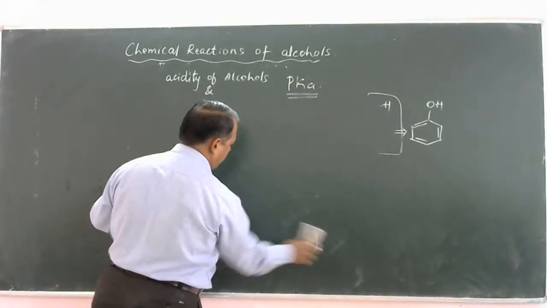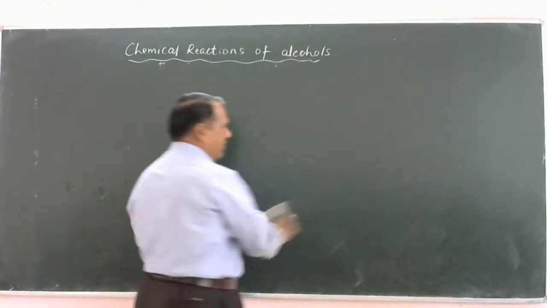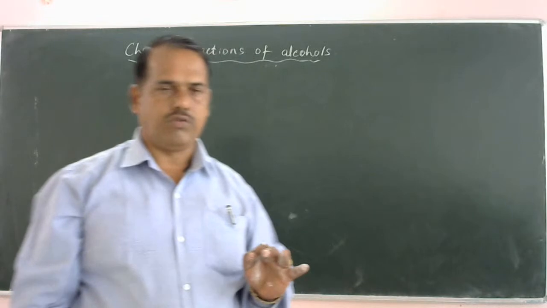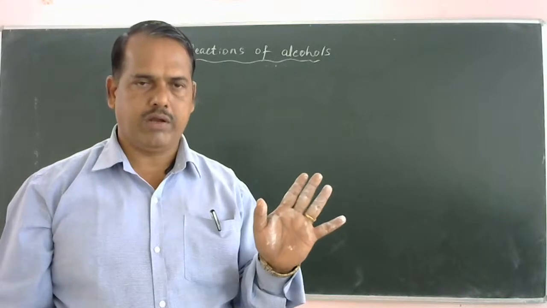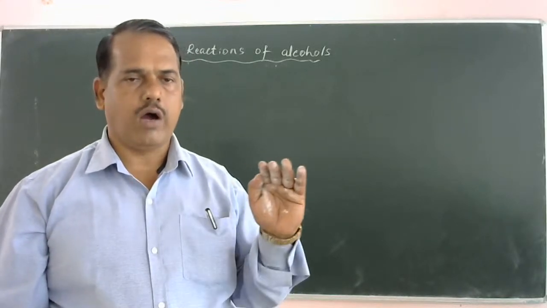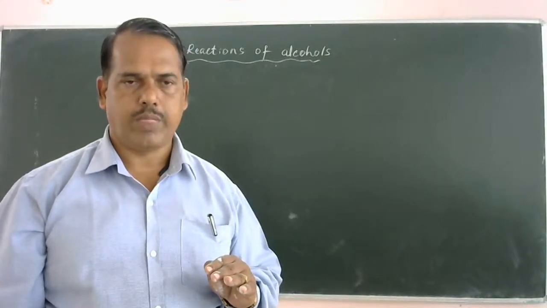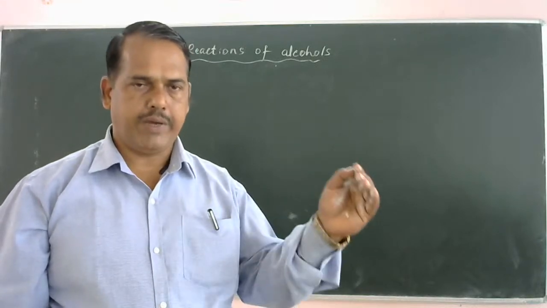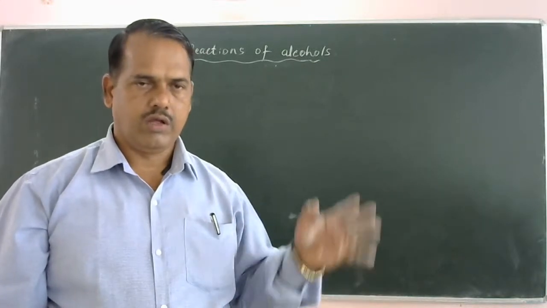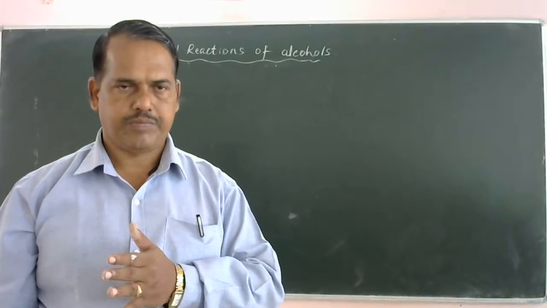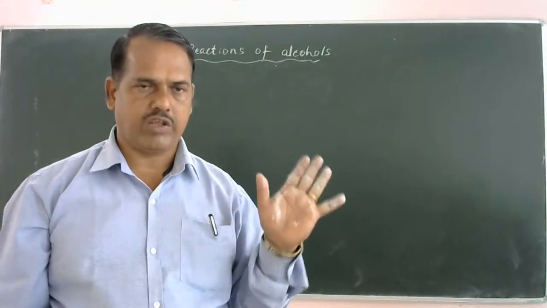We studied in detail the acidity of alcohols and phenols. Are you clear? So I will repeat some of the points which you have to remember. Alcohols are less acidic than water. One point you have to remember. Another one: compare different types of alcohols, primary, secondary and tertiary. The acidic strength decreases in the order tertiary, secondary, primary, which is there in your textbook.